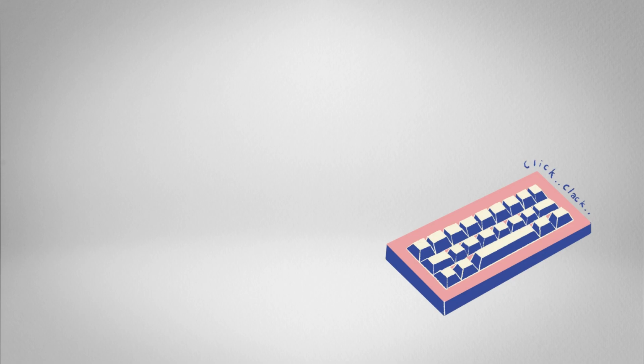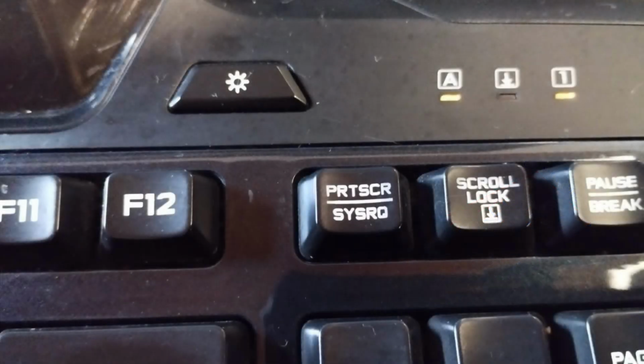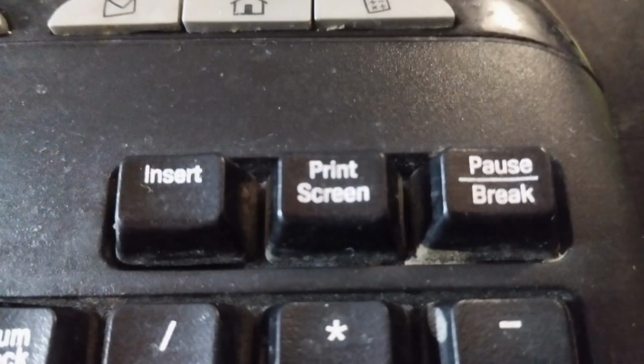As an example, I had 2 Logitech keyboards and the buttons were different on each one. On the first keyboard, it appears as PRT-SCR underscored by SYSRQ. On the second keyboard, it appears only as print screen.